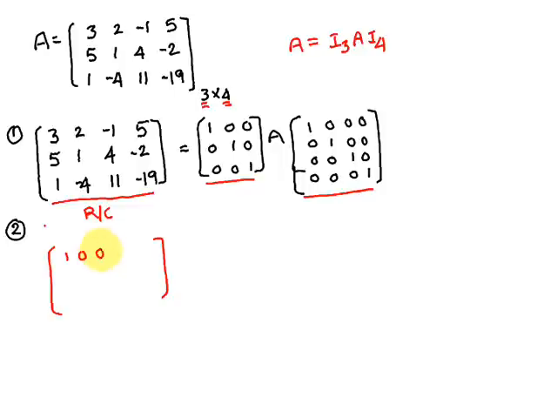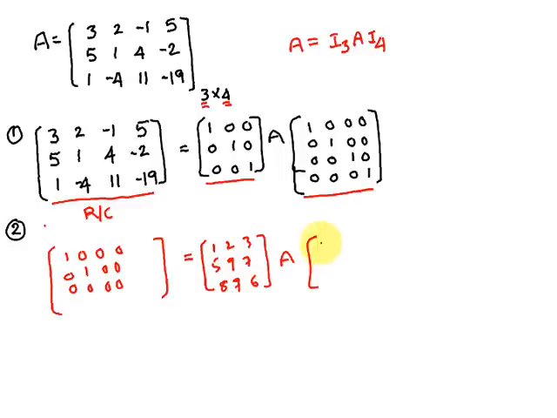Suppose 1 0 0 0, 0 1 0 0, similarly 0 0 0 0. The other matrices will also change to something else. Okay, you have to apply only row operations on this one, and column operations on this one.